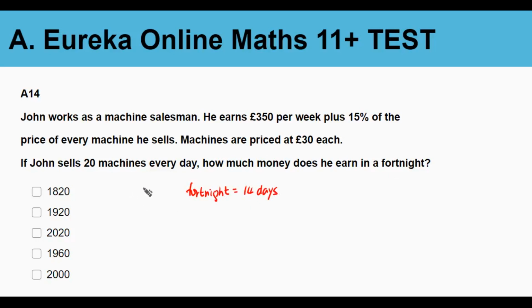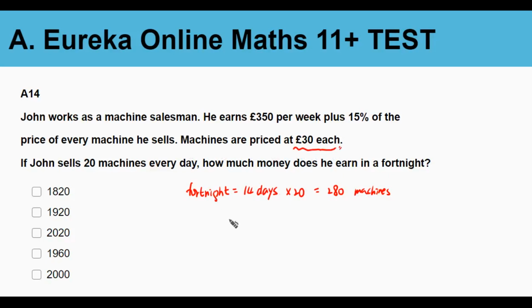John sells 20 machines every day. So in a fortnight, or 14 days, how many machines does he sell in total? Yes, you can do 14 times 20, which is 280 machines that he sells. But here, machines are priced at £30 each.